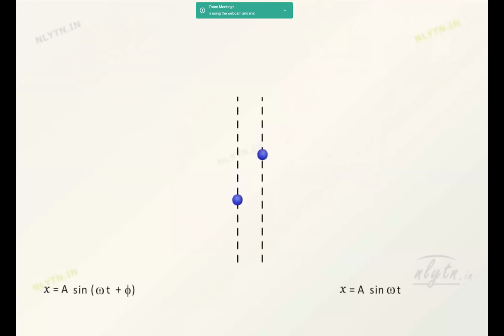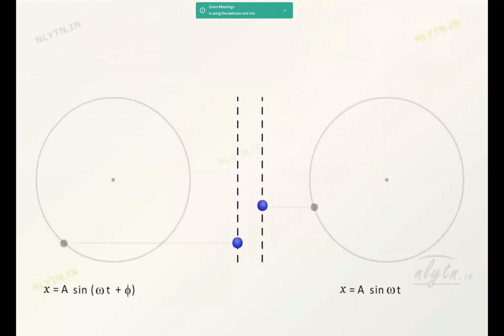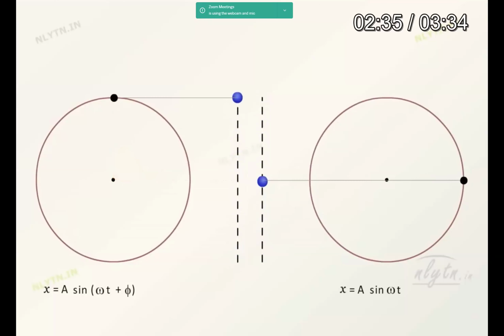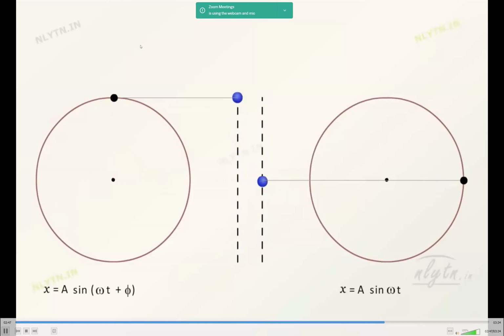When we say that two simple harmonic motions have a phase difference of phi, this means that their corresponding circular motions, both of them, started at different angles on the circle, as shown. Is that making sense? You're getting the shadow thing?